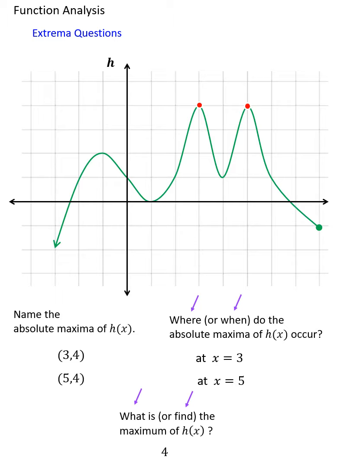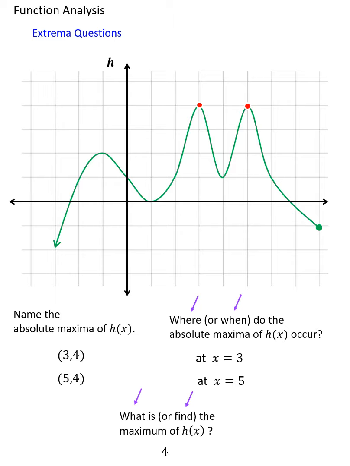Now, the fact that it occurs twice at the point 3, 4 and 5, 4 is irrelevant to this question. This question is not referring to either of the absolute maxima. It's simply asking, what is the maximum value, meaning what is the highest y value this function attains, and that it attains that value of 4. And the fact that it attains it twice is not part of the question.